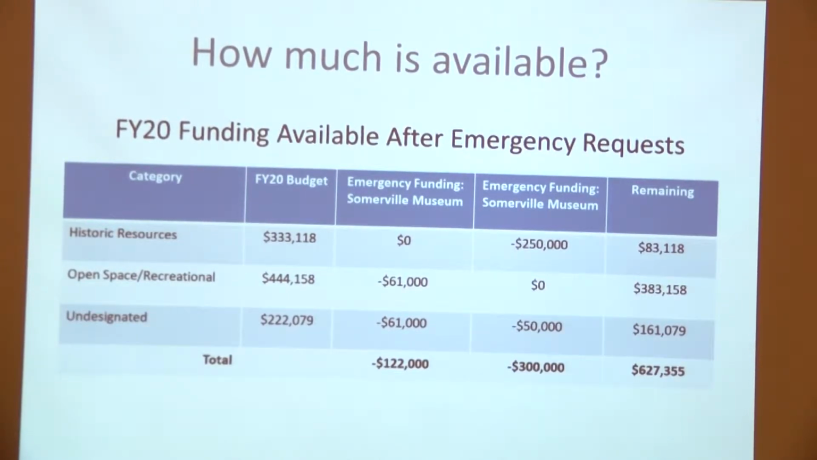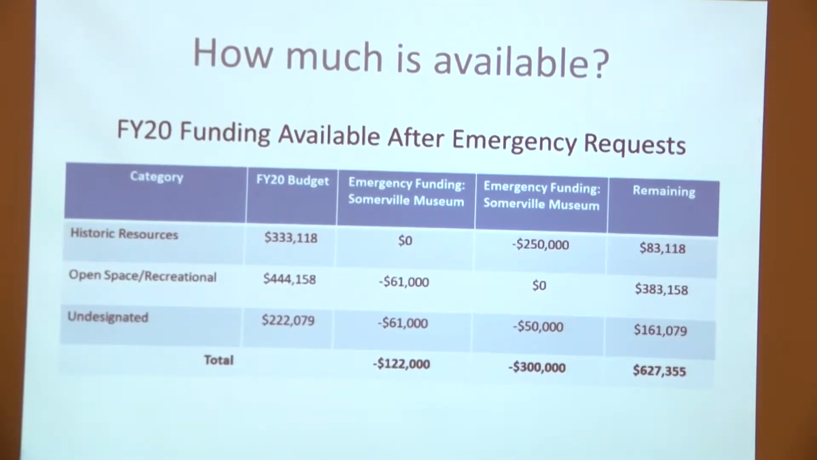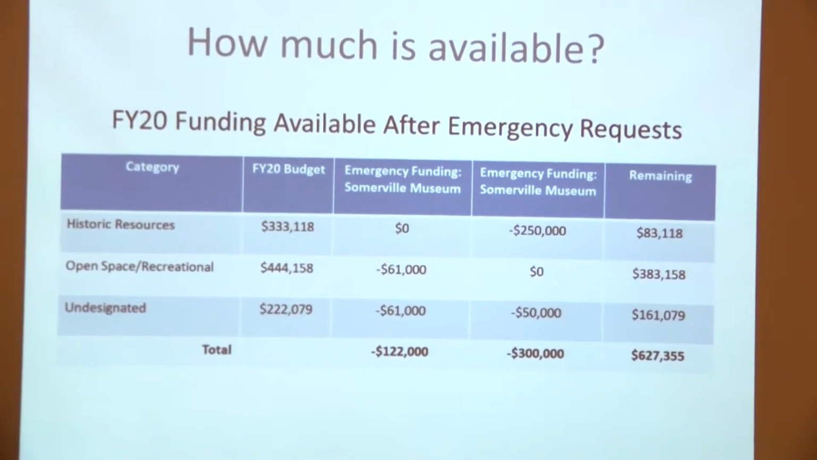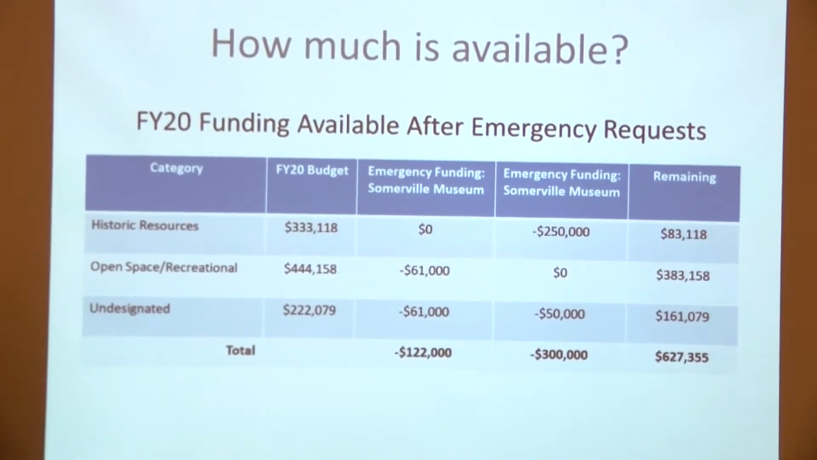One thing to know about this year, the Community Preservation Committee, which makes the funding decisions, received 2 emergency applications and decided to fund them in part. So these applications have been submitted to the City Council, which gives final approval. But should they be awarded, there will only be $83,000 left for new projects in the historic category, $383,000 in the open space category, and $161,000 in the undesignated category.